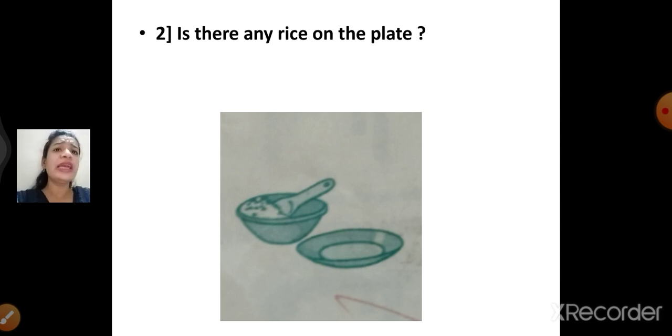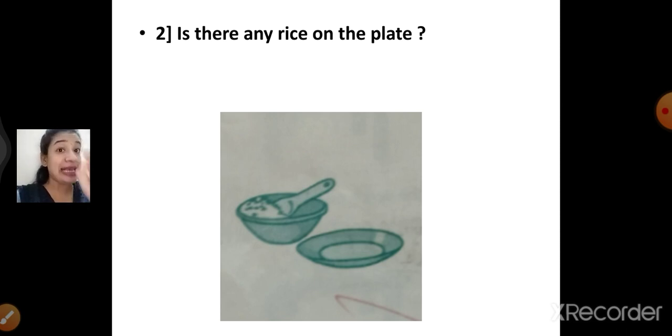Now the second one, is there any rice on the plate? Now here you can see one plate, you can see one bowl, something is there in the bowl, nothing is there in the plate. So what you're going to say? Can you see anything on the plate? No. So how you're going to frame the sentence? There isn't any rice on the plate.